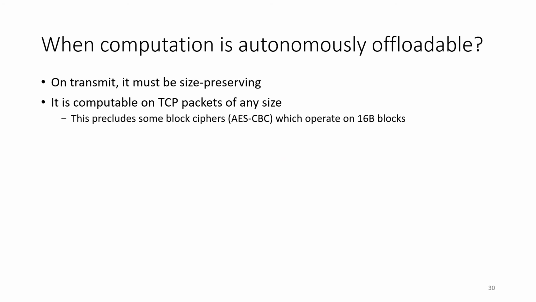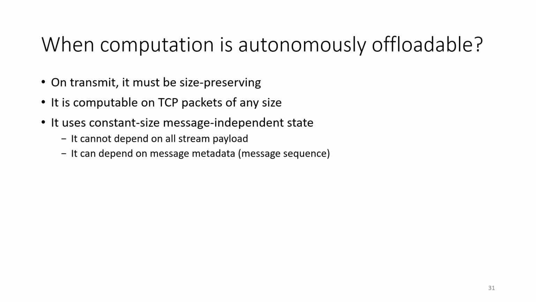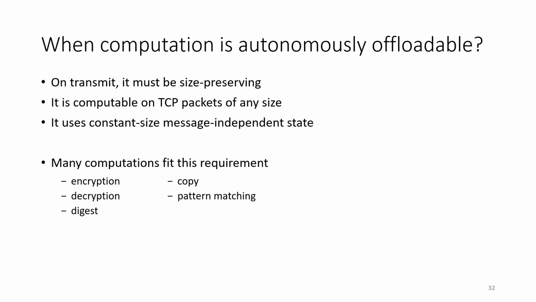Additionally, we need the offload to be computable on TCP packets of any size, as we cannot delay or drop packets. In other words, we require computations to be byte granular and size preserving. This precludes the offload of AES-CBC as it requires blocks of 16 bytes to compute. Moreover, we require that the state for computation be constant and independent across messages, except possibly some metadata such as the number of previous messages or their sequence numbers. So to summarize, many computations fit these requirements, including encryption, decryption, data digest, copy, and pattern matching.